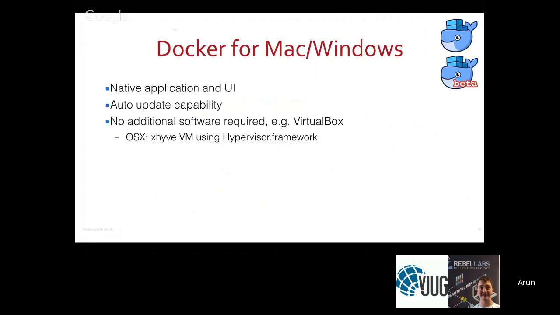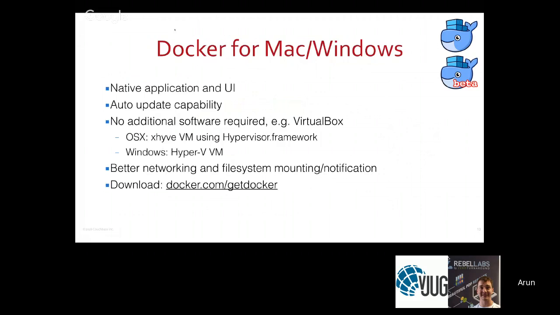Because what it relies upon, if you are on a Mac, is hypervisor.framework, which is integrated into Mac OS X Yosemite. And if you're on Windows, it uses a Hyper-V virtual machine. So it creates the right virtual machines using the software that is baked into the operating system. And that's why it got rid of the dependency on VirtualBox. It's got a lot better networking and file system notification, and you can download it from docker.com/getdocker. So that will be the first step for you to start with Docker.